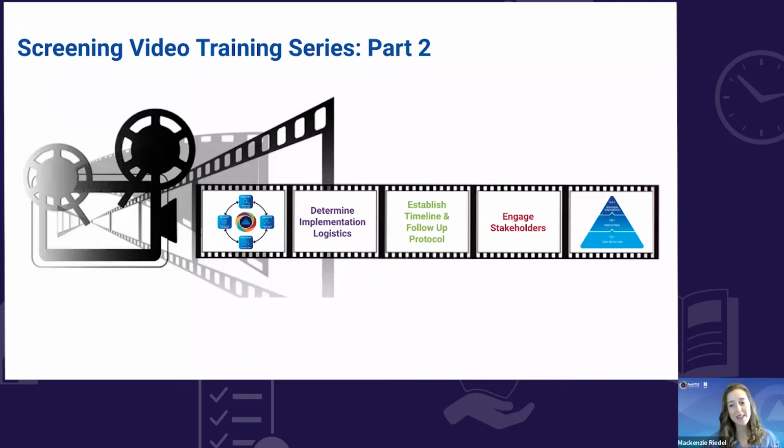Thanks, Jill. So now that we've talked a little bit about the purpose of a screener and selecting a screener, we're going to dive a little deeper and talk about some of those implementation logistics, setting up a timeline or a follow-up protocol, and then engaging stakeholders throughout the process.